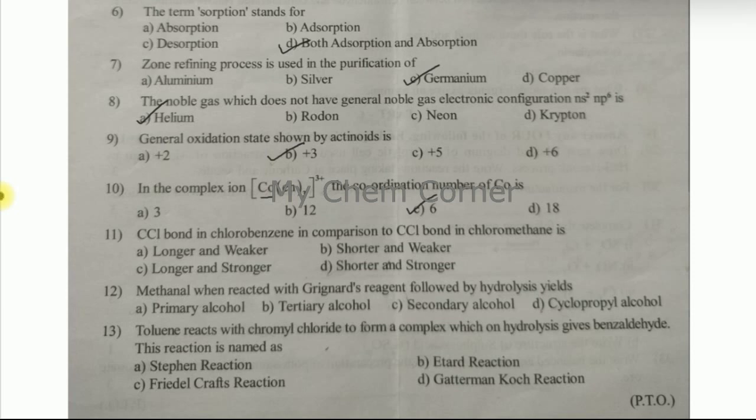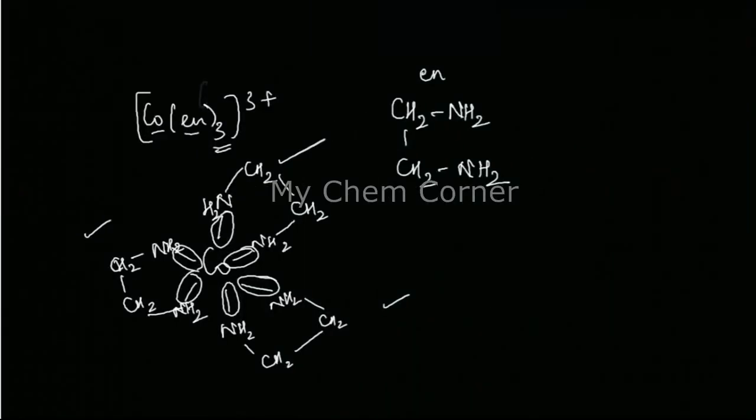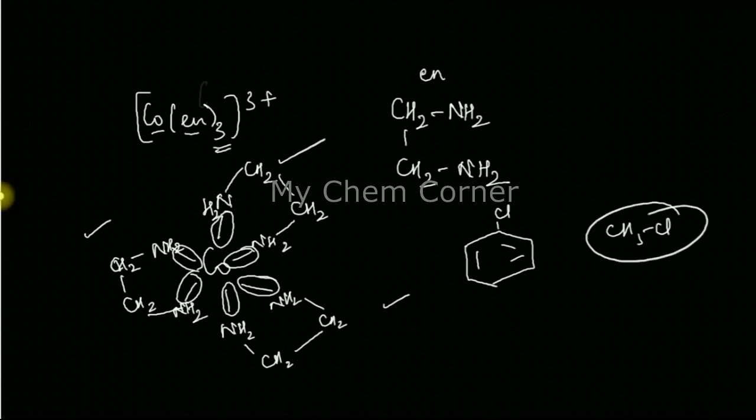Next one is the 11th question. The C-Cl bond in chlorobenzene in comparison to the C-Cl bond in chloromethane is: A. longer and weaker, B. shorter and weaker, C. longer and shorter, and D. shorter and stronger. For this we need to compare both molecules. This is chlorobenzene and this is chloromethane. Let's look at chlorobenzene here, and they're asking what the nature of that C-Cl bond is.